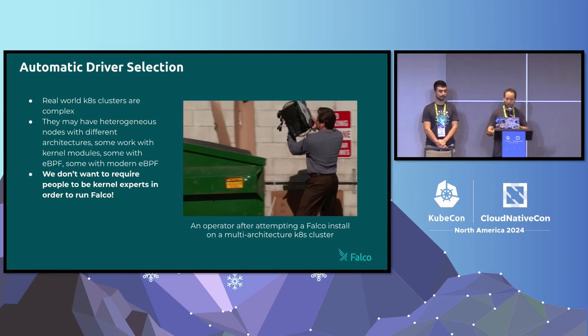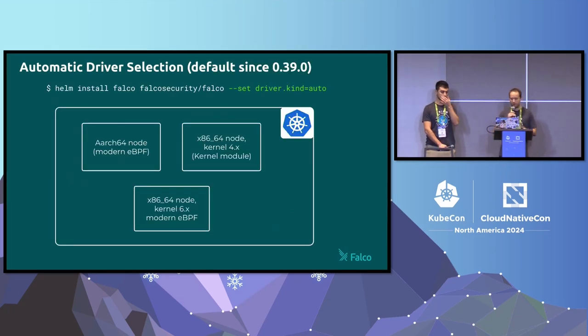So in the latest version, since 0.39, we improved the installation procedure and the Helm chart a lot by adding an automated driver configuration at start. So if you don't have specific needs for customization, for each node, Falco will try to figure out which driver is the best for you, and try to install it for your architecture. So this is something that users have been asking for quite a while, and we're very happy to deliver.